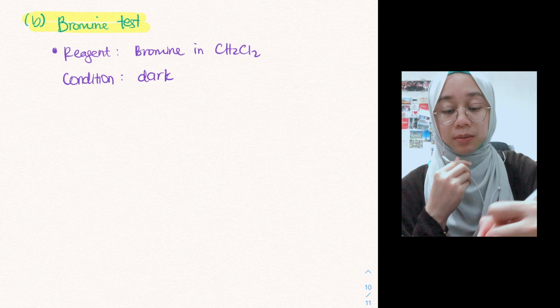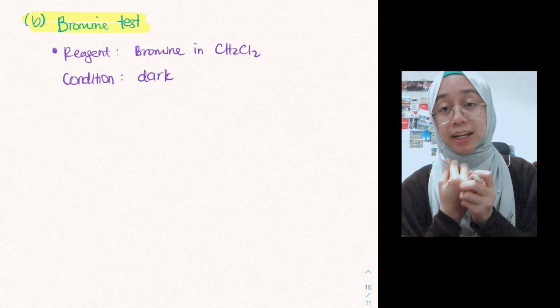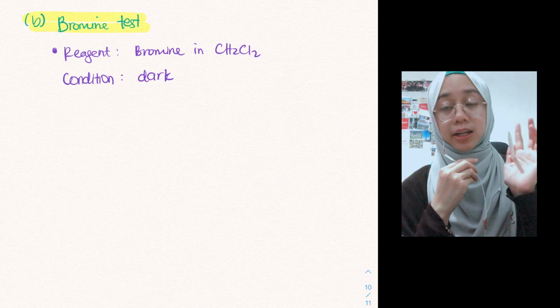And then the condition for bromine test pula, it has to be in dark. So this one kita in terms of condition dia in terms of ada light ataupun tidak lah. So kita just letak dark. Okay, it has to be dark.